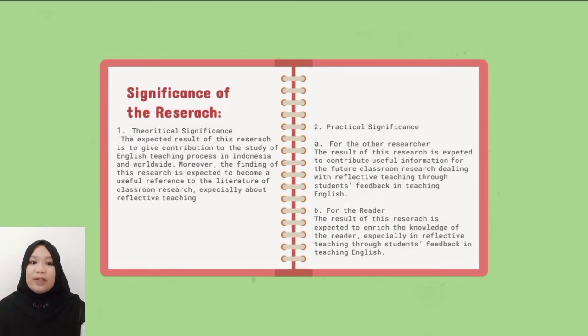The next is significance of the research. This research is expected to give a significance to the research field. The first is theoretical significance. The expected result of this research is to give contribution to the study of English teaching in Indonesia and worldwide. Moreover, the finding of this research is expected to become a useful reference to the literature of classroom research, especially reflective teaching through student feedback.